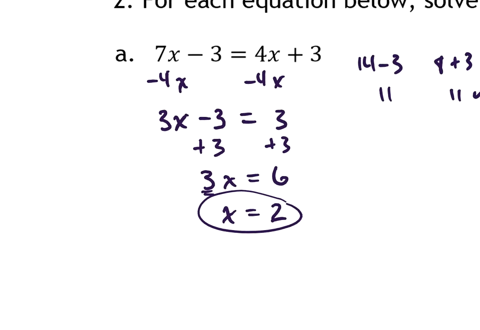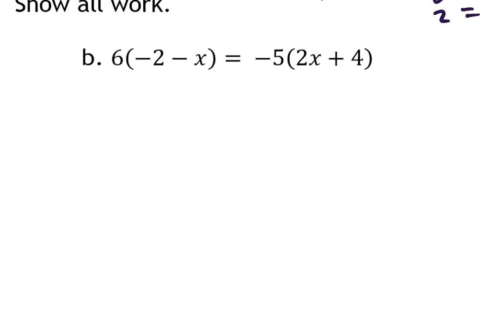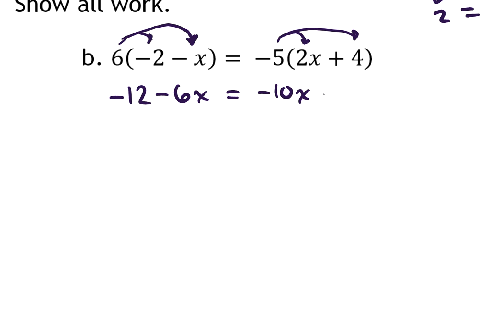And let's take a look at 2b. On 2b, I have the opportunity here to use the distributive property. So I'm going to multiply both the negative 2 and the negative x by 6. That would become negative 12 minus 6 times the variable x. On the other side, I've got a negative 5. I'm going to distribute that to the 2x and to the 4. So that gives me a negative 10x minus 20.